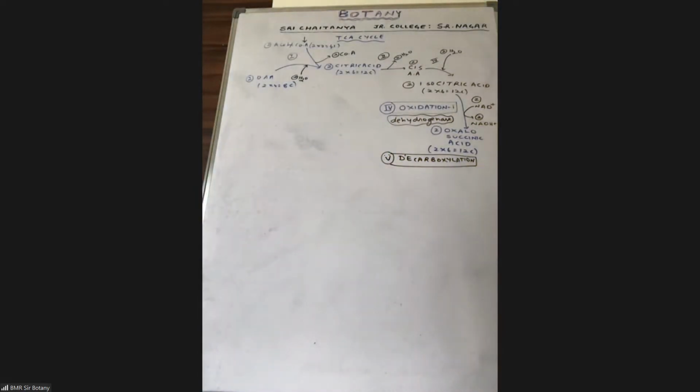What does decarboxylation mean, Nana? Removal of carbon dioxide, simply. So 2 molecules of oxalosuccinic acid become 2 molecules of alpha ketoglutarate acid. This is a 5 carbon compound, so 10 carbons are with it. 12 carbons were here, 10 carbons here. Means 2 carbons removed as CO2.